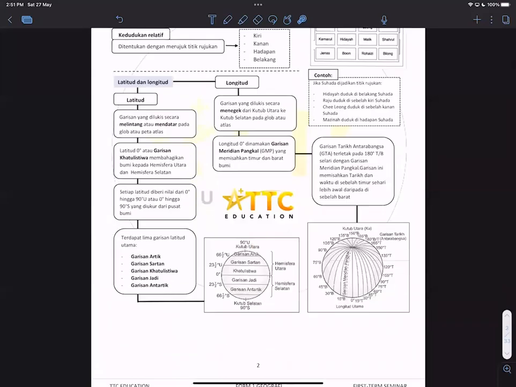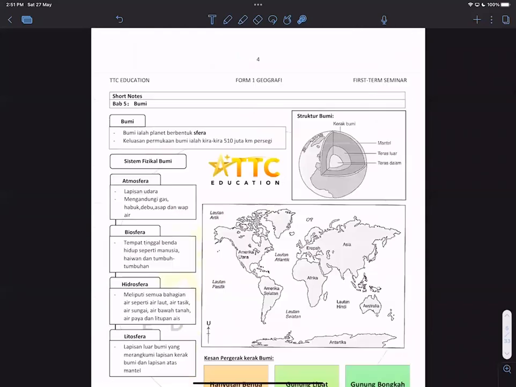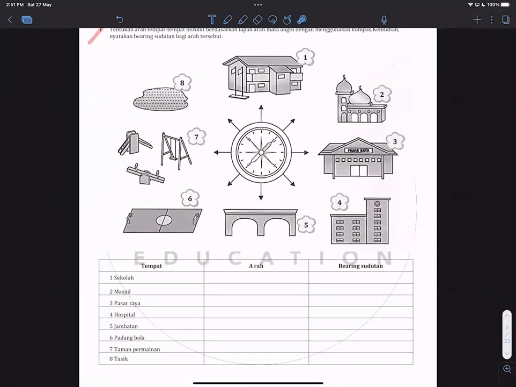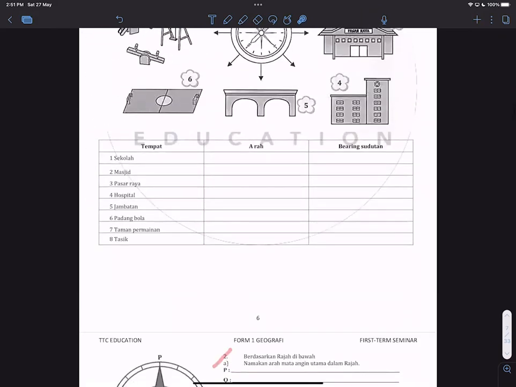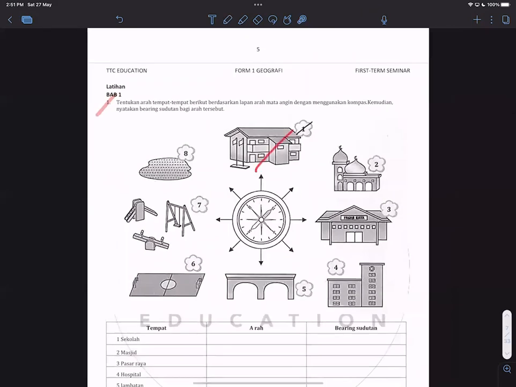We skip to the latihan, guys. Okay, so that's why one chapter finish, we go to the exercise. Okay, so latihan. Okay, this is arah mata angin, right? So super simple. I'm not going to do every possible questions. I'm just going to pick a few. So next one, page number 6. Yeah, other than Austin. So Lokian, Kaishon, you guys try. So the first one, what is the arah mata angin for number 1? Number 1. So number 1.